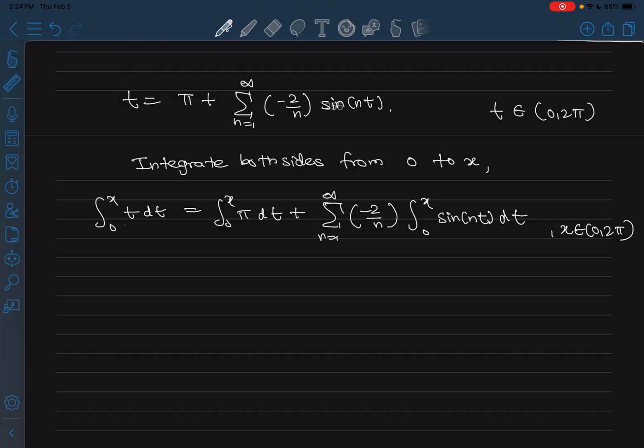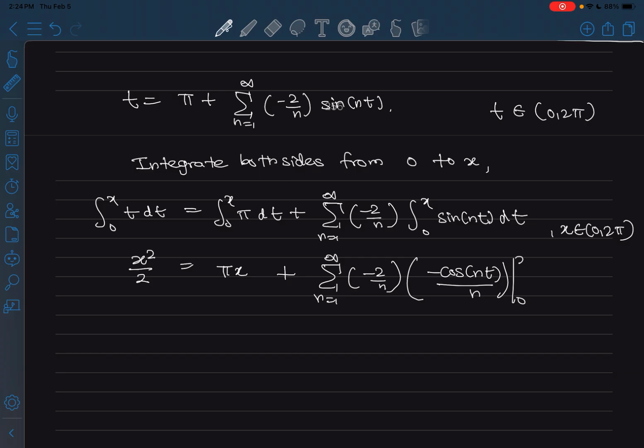So now this will be t square over 2, so that will be x square over 2 minus 0, which is just 0, and then this will be pi x plus, now over here, sum from n equals 1 to infinity of minus 2 over n. This will be minus cos n t over n, right? And from 0 to x.